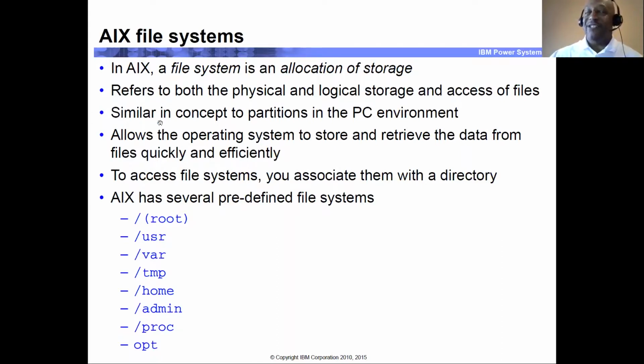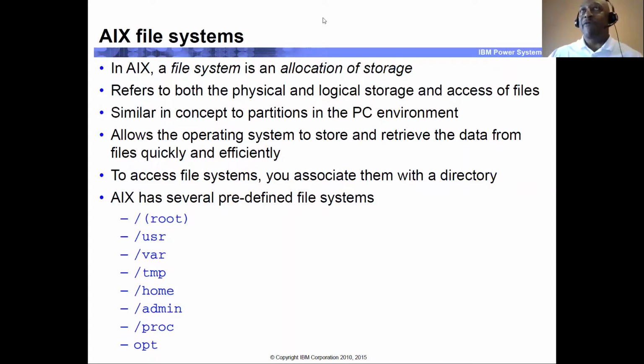So again, it says here, a file system in AIX or Unix is similar in concept to partitions in the PC environment. And we said earlier, it allows the OS to store and retrieve data. That was part of our definition for a file system. And of course, we can use file systems for different purposes, different security methods, different mount points, and also different storage allocation. When you install the operating system, AIX has several predefined default file systems. And we just pointed those out.